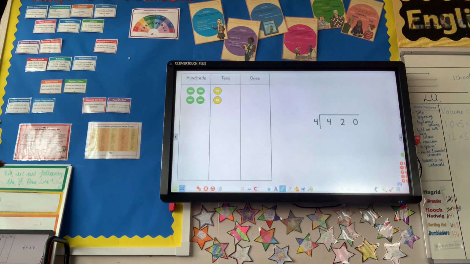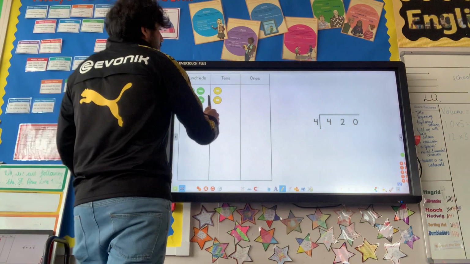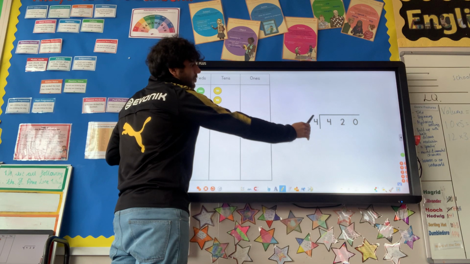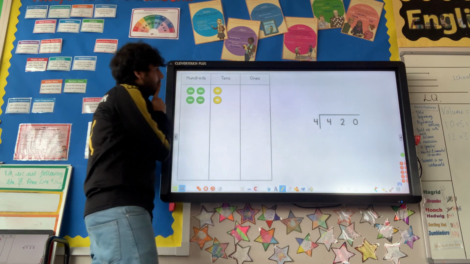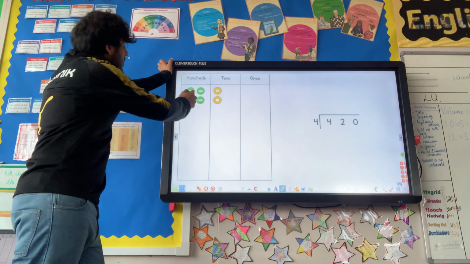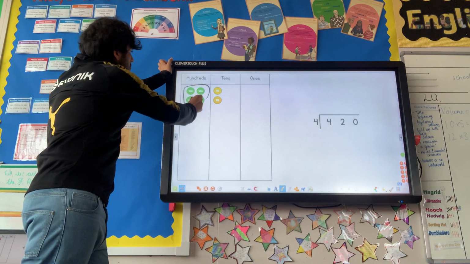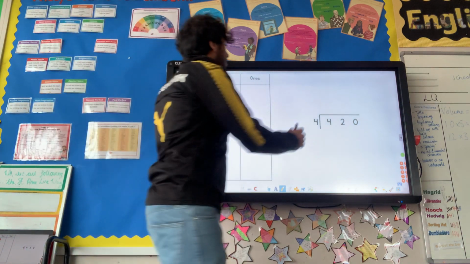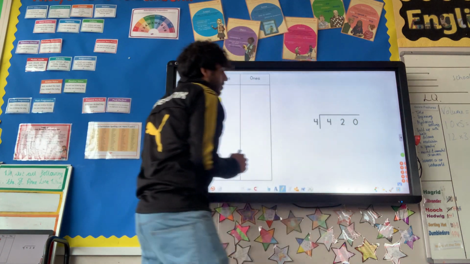So we start, we think, how many, right, let's look here. We know we have to split it into groups, don't we? So we can see there's 400s right there. So I know 4 goes into 400.